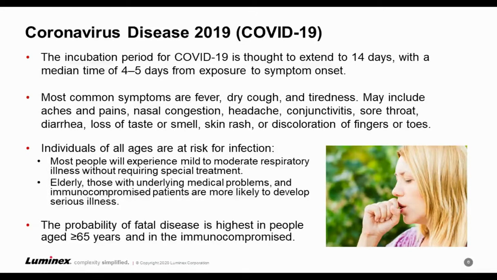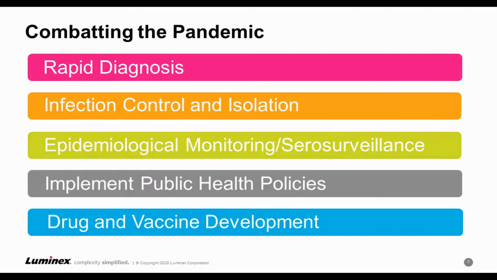Everyone is at risk for infection, but the majority of individuals will have only mild to moderate symptoms, but those with underlying medical conditions, the elderly, and the immunocompromised are more likely to have serious illness. And the fatality rate is highest in the immunocompromised and those 65 and older.